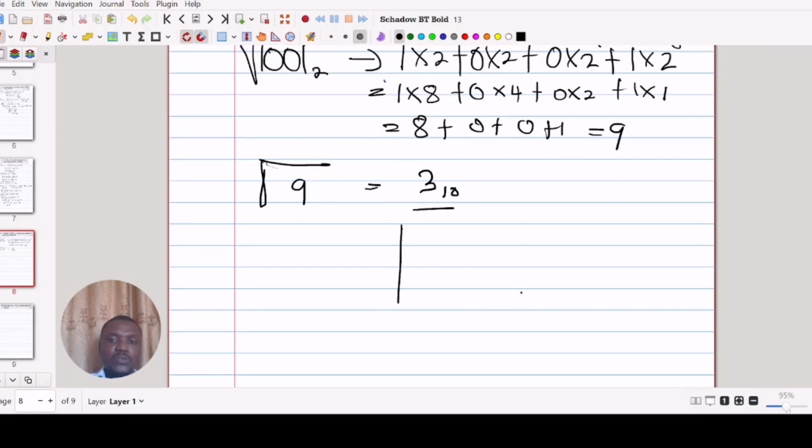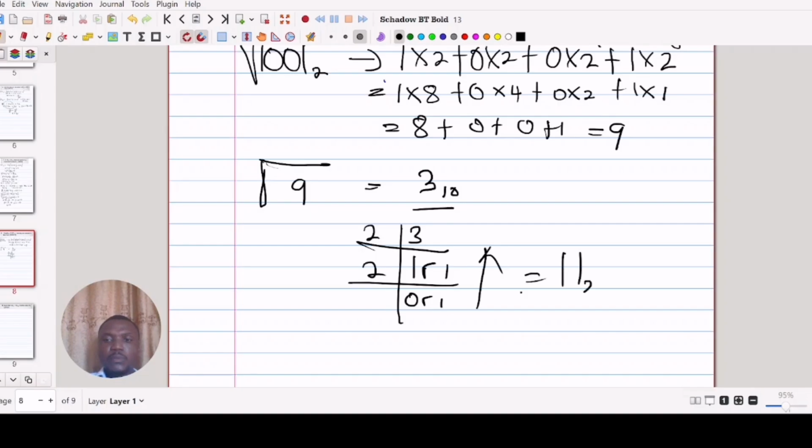How do we convert it? Draw your line, write the 3, divide by 2. 2 into 3 is 1, remainder 1. 2 into 1 is not possible, so 0, remainder 1. So our answer is 11 base 2. So we go to the next question.